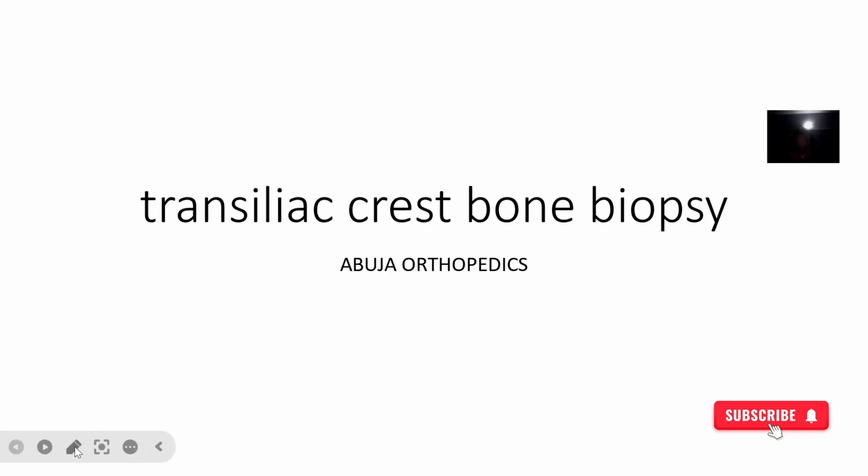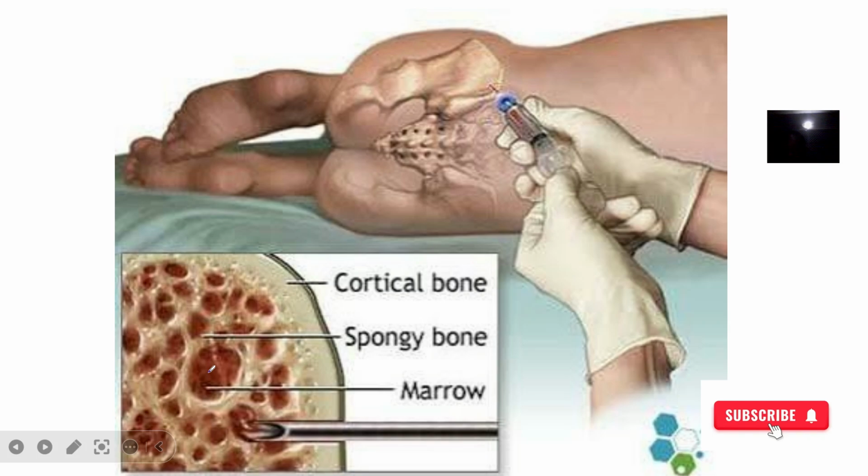Now we'll talk about another type of bone biopsy. This is more of a site for bone biopsy. We'll talk about the site and also talk about reasons why you might actually need to take a biopsy from this site. This is what is known as a transiliac crest biopsy. For the transiliac crest biopsy, this is it: taking a biopsy from across the iliac crest.